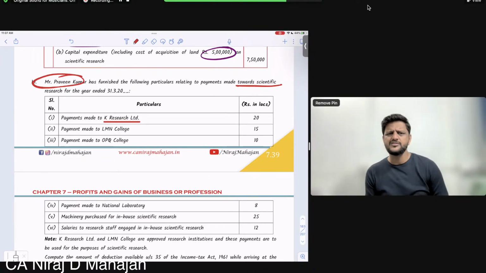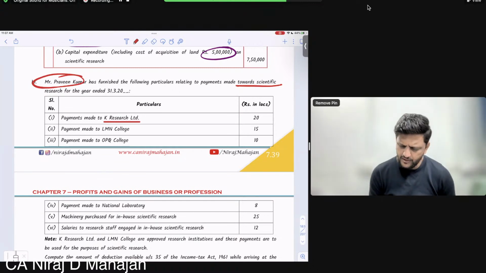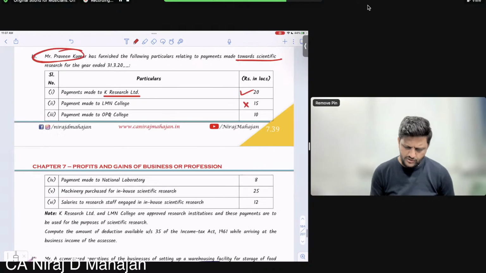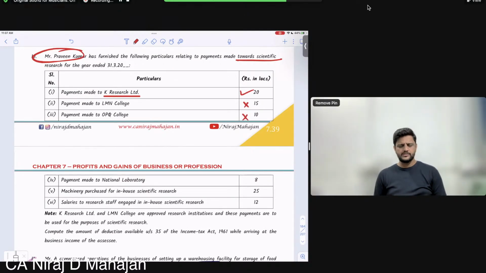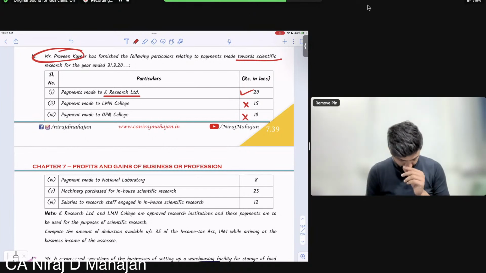Payment to LMN College not allowed. I'm just writing allowed. I'm writing about not allowed. Payment made to OPQ College not allowed. Which colleges are allowed? Only approved ones. Right, children? Payment made to National Laboratory, yes, allowed.